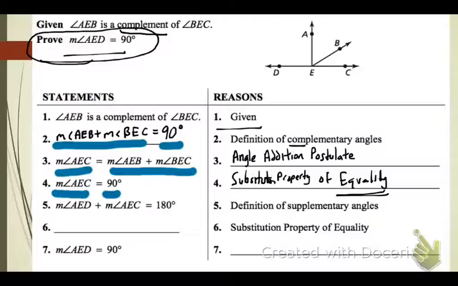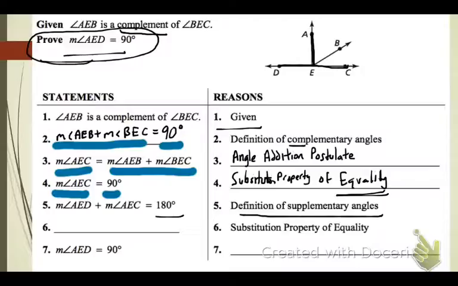Okay, step 5 tells us the definition of supplementary angles. Supplementary, we know, add up to 180. So if we look at our picture, we only have one line. So angle AED and angle AEC are going to add up to be 180 because they are supplementary angles.